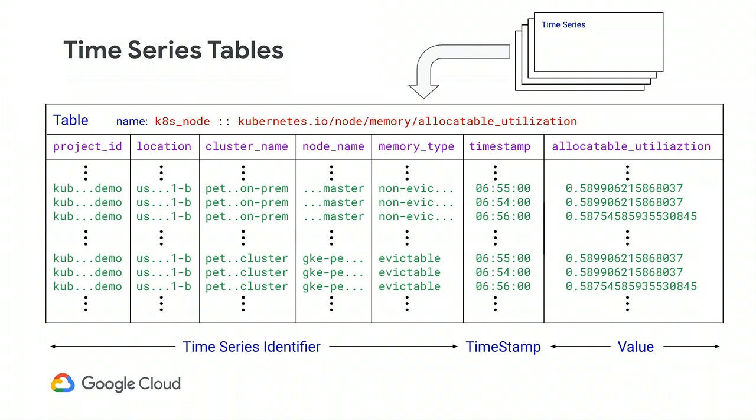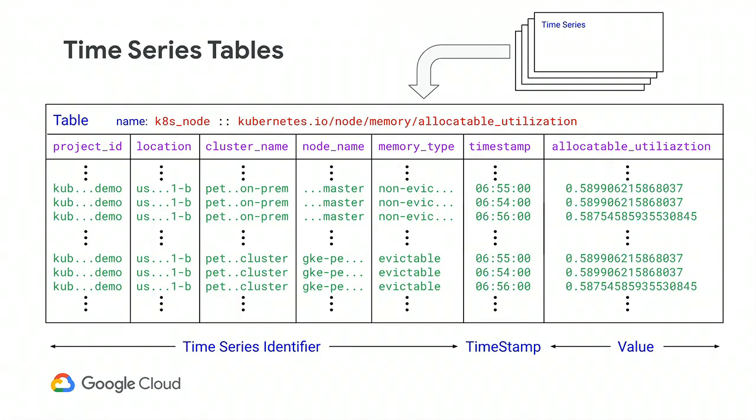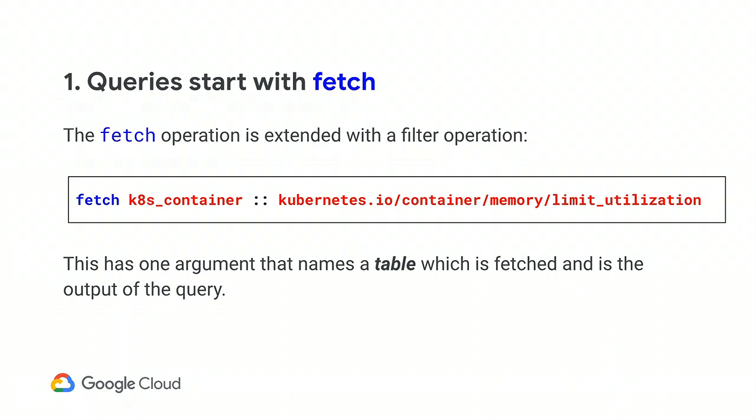So you can think of this as containing all of the time series that involve a Kubernetes node and this particular metric. And so that's what the name of this table is given by: the resource name and the metric name. And so that is what the fetch operation names and the kind of table that it's going to return.